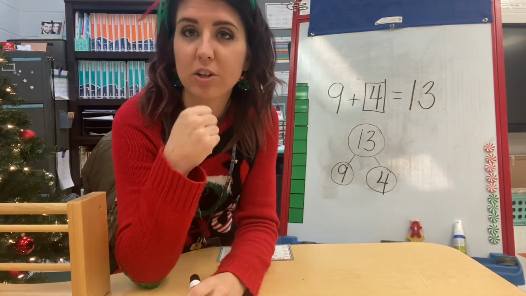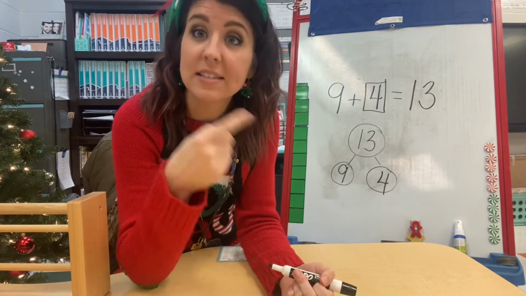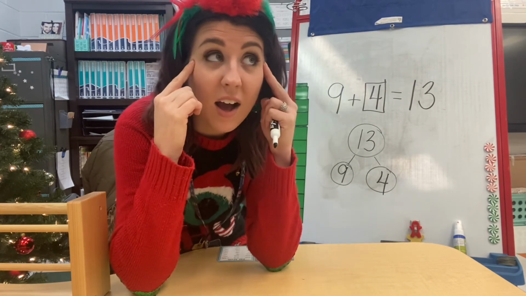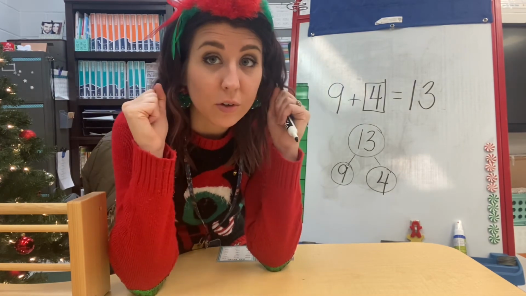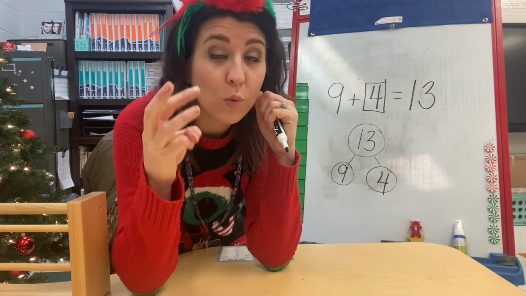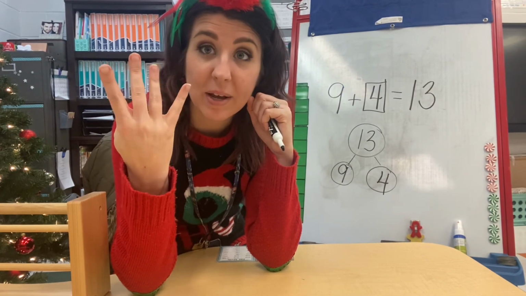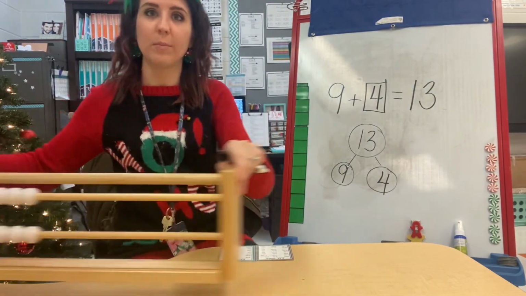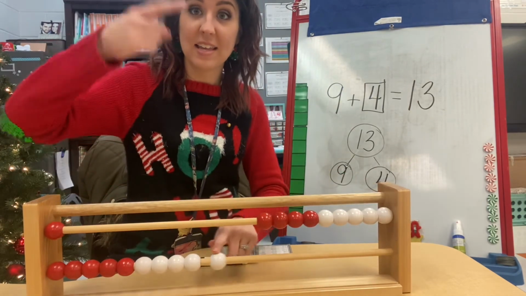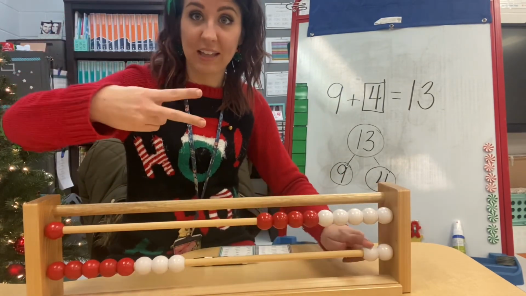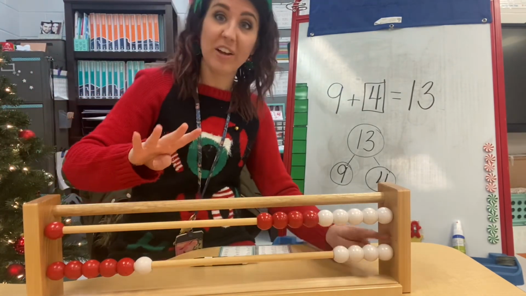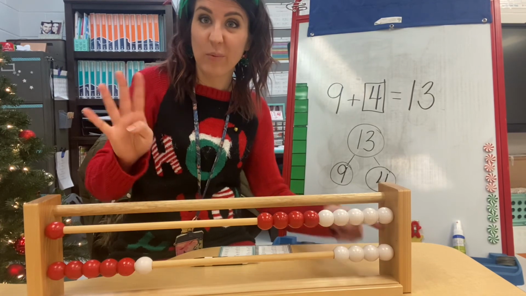Watch me do that faster. 9, 10, 11, 12, 13. Watch it again. 9, I haven't added one yet, so no fingers. 9, 10, 11, 12, 13. Every time I add one, I put a finger up. Watch it on the bead rack. 9, 10, now we have 11, now we have 12, now we have 13. My fingers were just keeping track of this. That way I didn't have to slide the beads.